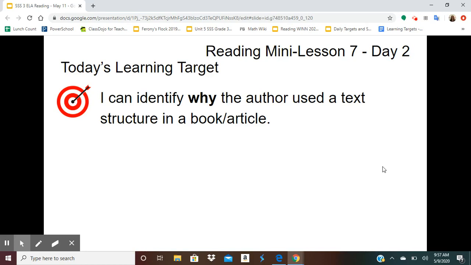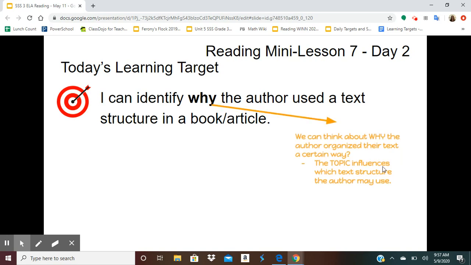Let's look at today's learning target. I can identify why the author used a text structure in a book or article. When we think about the word why when referring to text structures, we're thinking about why the authors organized their text in a certain way. The topic often influences which text structure the author may use. In the Engage, we saw the clear problem of gum on the sidewalk, and the author of the text gave us a solution of putting it in the trash, which made the text structure a problem and solution.